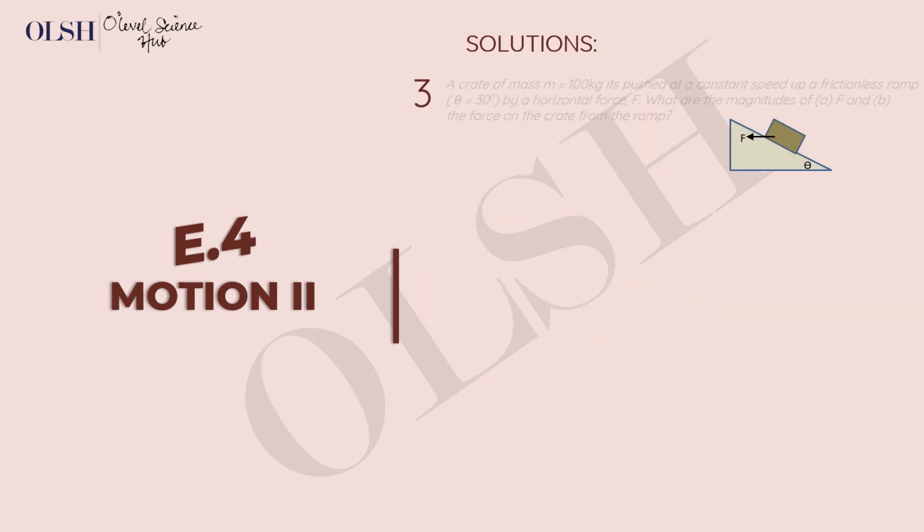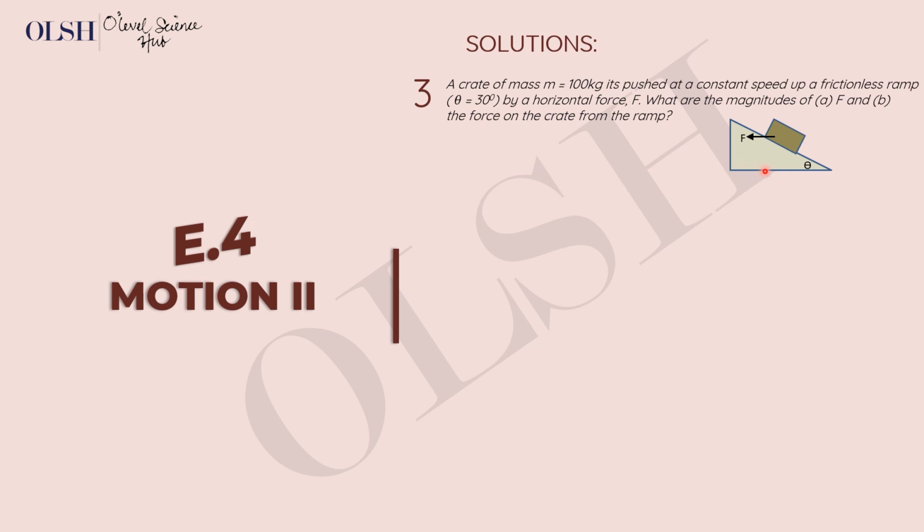For the third one, we have a crate of mass m equal to 100 kg, pushed at a constant speed up a frictionless ramp by a horizontal force F. What are the magnitudes of A, F, and B, the force on the crate from the ramp? We have theta as 30 degrees.